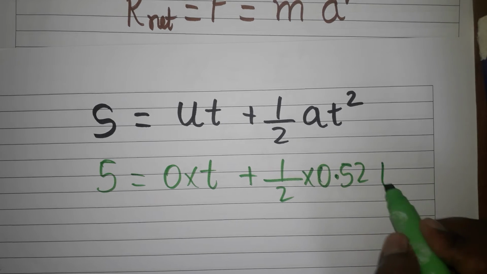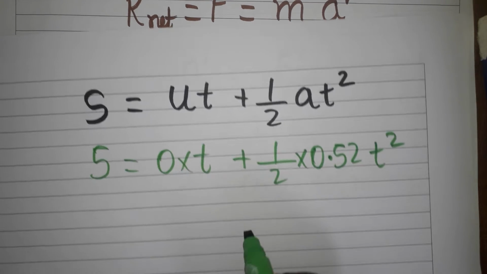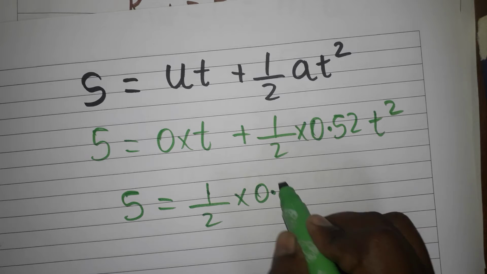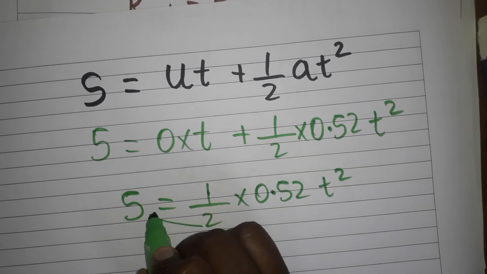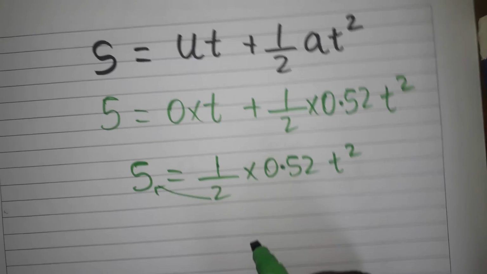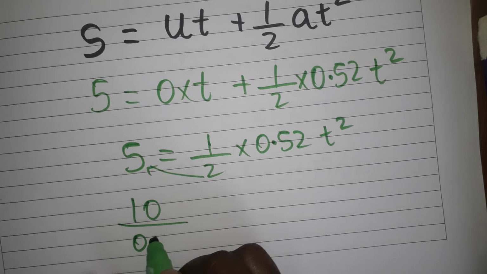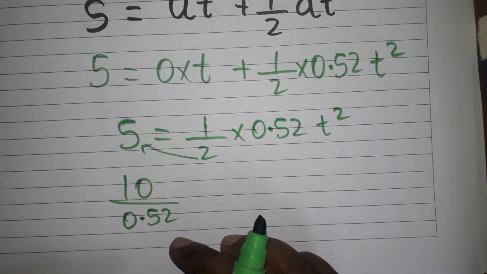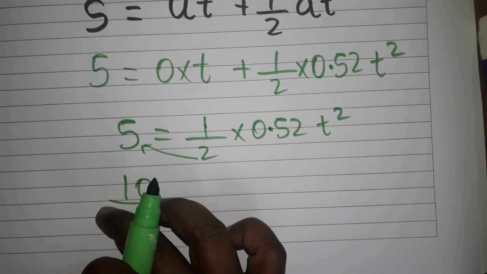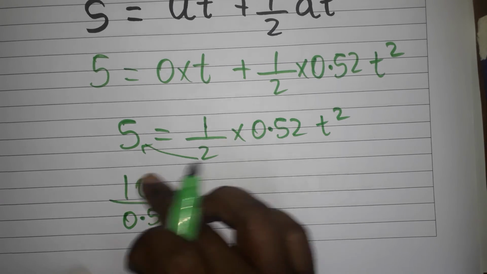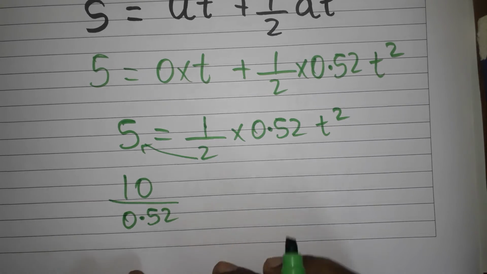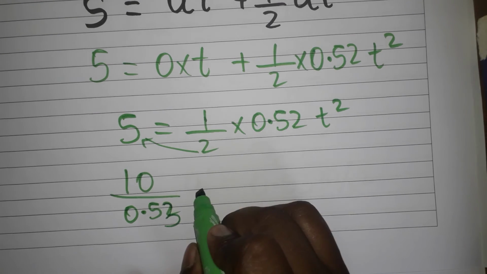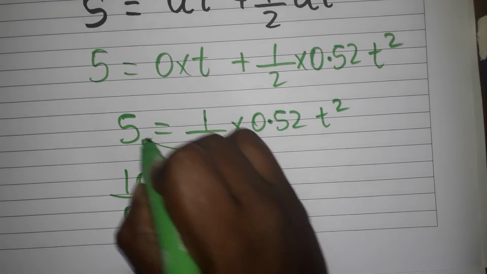With a as 0.52, it's t square. This ut term will be 0. So 5 is equal to 1 by 2 into 0.52 t square. This will come here as 10 approximately. This will come as a denominator, so 10 divided by 0.52, approximately 10 divided by 0.5. Approximately 5 cancels with 10, what will I get? It's 2 times. It can be 0.52 or 0.53, anything.